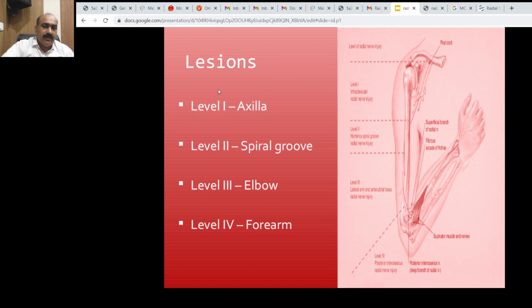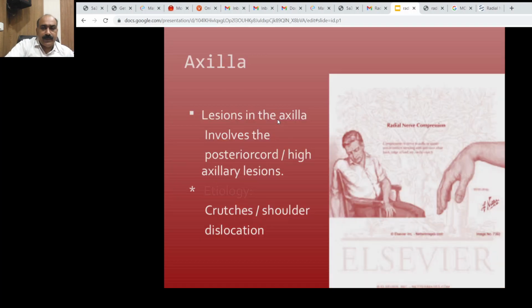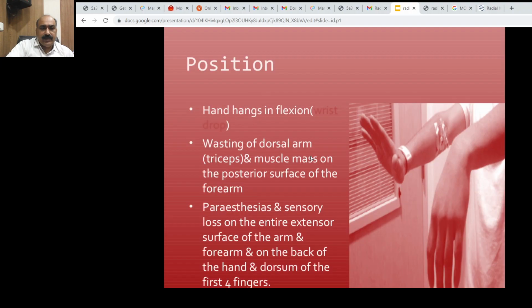Lesion of radial nerve can be at various levels, like level 1 in the axilla, level 2 in the spiral groove, level 3 at the elbow level, level 4 at forearm level. In the axilla, it involves the posterior cord, or these are high axillary lesions. Etiology can be use of crutches or shoulder dislocation.